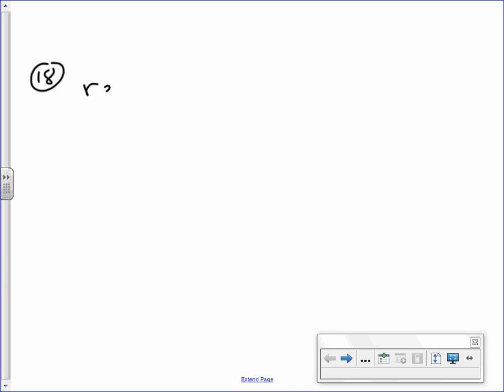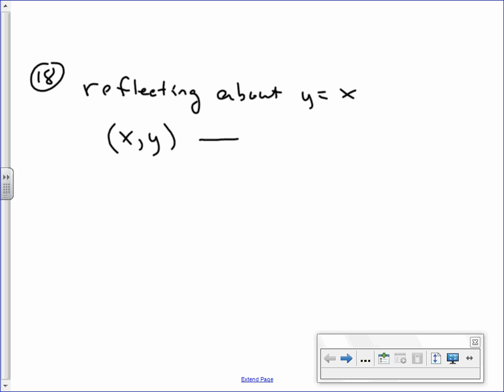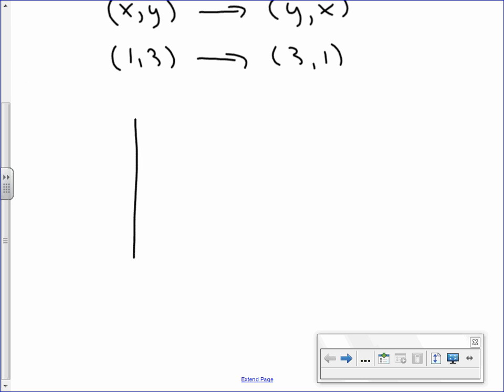It's talking about reflecting about y equals x. So this means something very simple. It means for any point that's on one of the lines, you're going to convert it to a connected point or a related point by simply switching the two numbers. So if you have the point 1, 3, you're going to switch it to 3, 1. That's all that it really means. Let me show you what that looks like graphically.